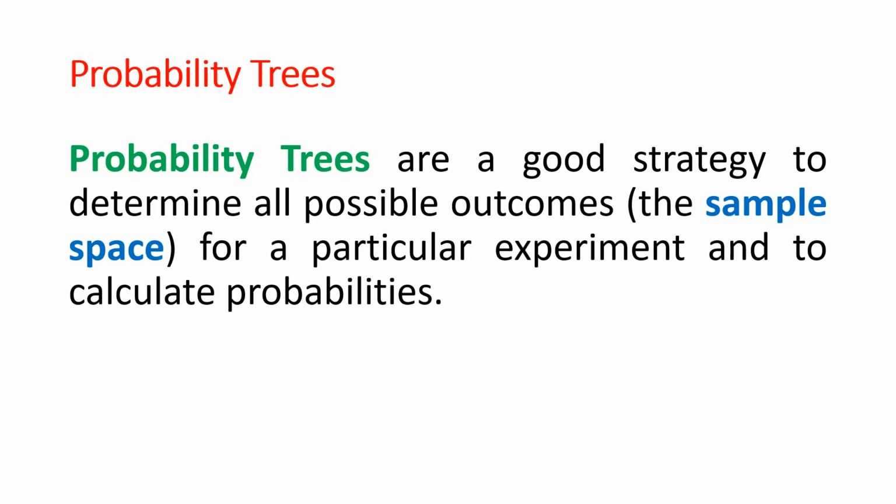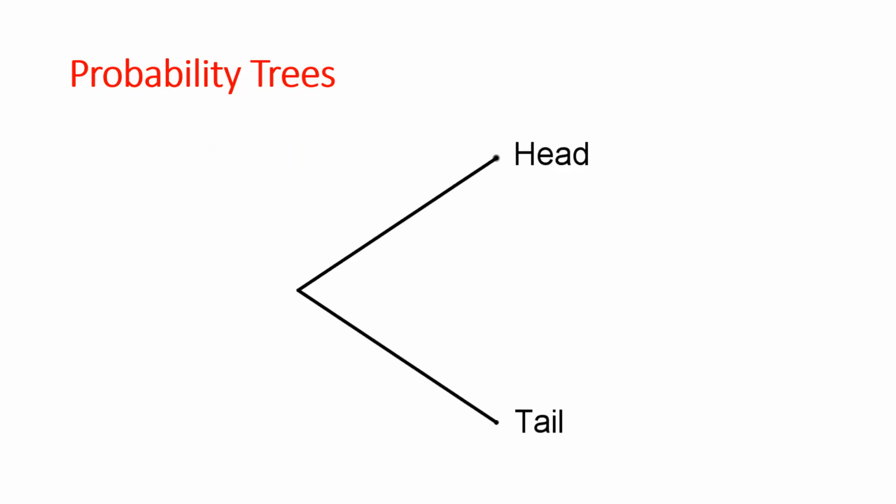Probability trees are good strategies to determine all possible outcomes, which we call the sample space for a particular experiment, and to help us calculate the probabilities. So here's a probability tree flipping a coin, either head or tail. We have a branch and we have the outcome at the end of the branch.